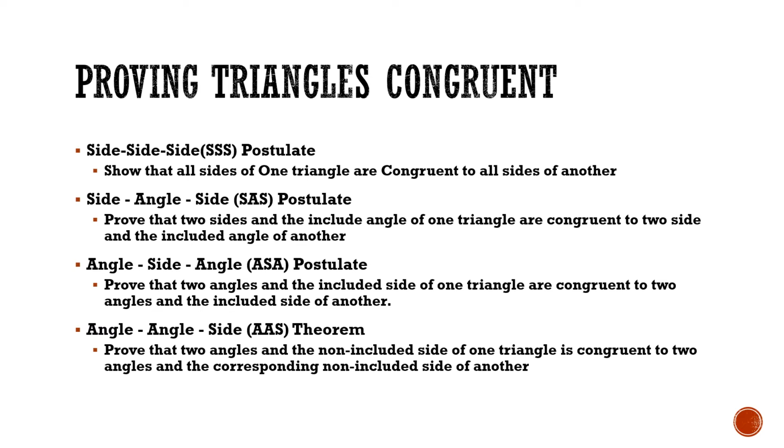And then finally, angle, angle, side. So that's two angles and then a side not between those angles congruent to the same two angles and side of another.